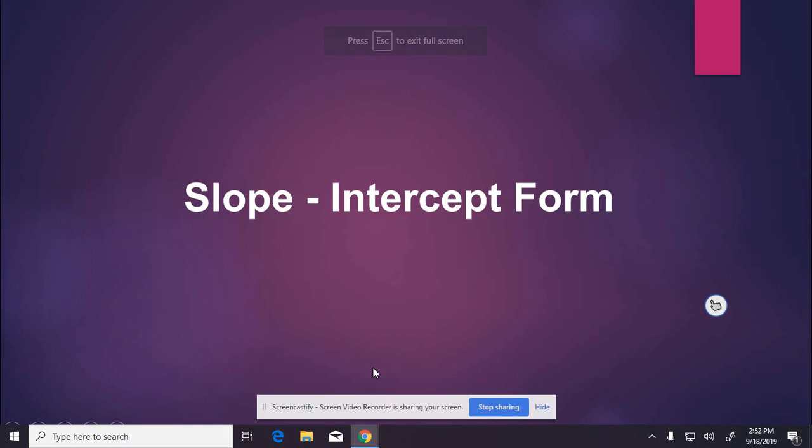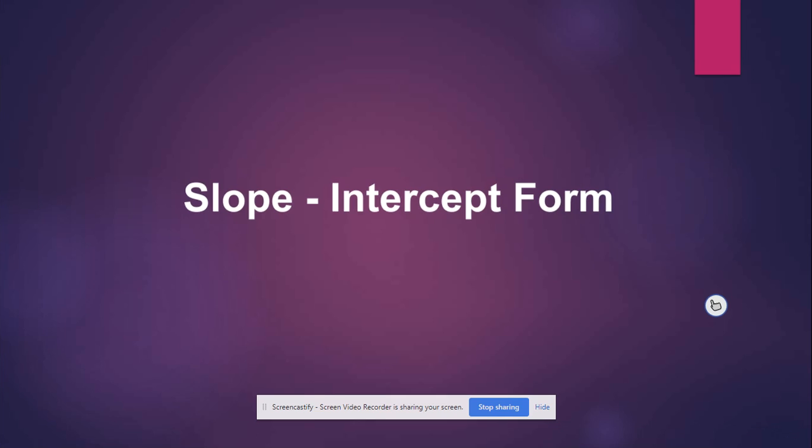All right, gang, today we're taking a look at what's called slope-intercept form. This slope-intercept form gives us a very easy way to graph an equation written in two variables. So let's take a look at what we've got.